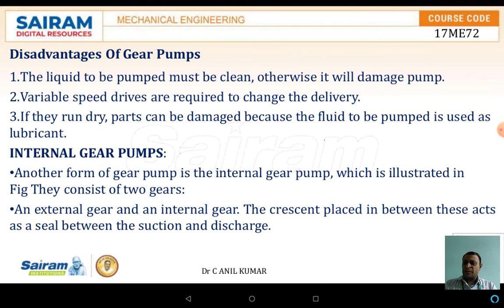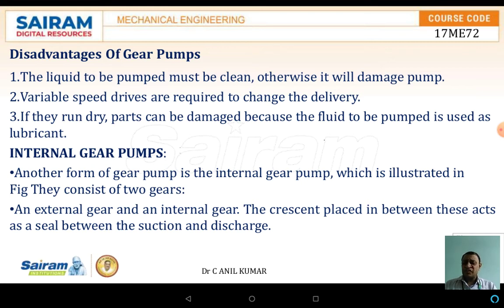The disadvantages of the gear pump: the liquid to be pumped must be clean, otherwise the gears will be damaged. Variable speed drives are required to change the delivery. If they run dry, parts can be damaged, because the fluid being pumped is used as a lubricant. Even if the fluid is contaminated, it is very difficult to pump the fluid from the inlet to the outlet, because as the fluid moves through, the gears get damaged.